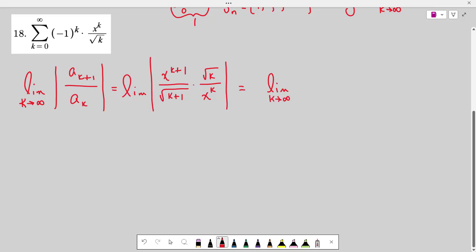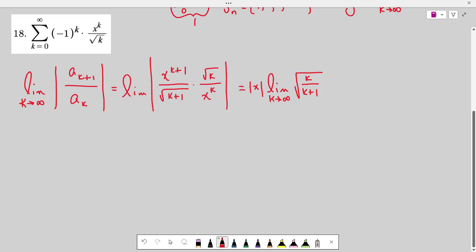How many x's and where? The one in the numerator, one up top. It does not have a k in it, so it can come all the way out to the front as absolute x. There's no k in that x, so it doesn't depend on k, so it doesn't affect the limit. And then we have the limit of square root k over k plus 1.